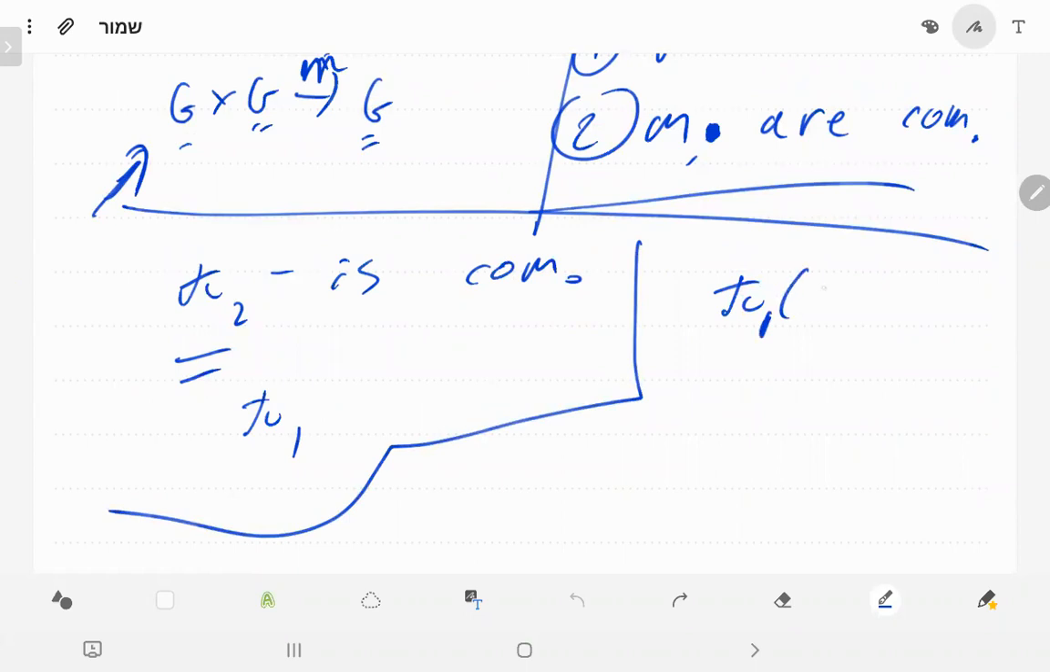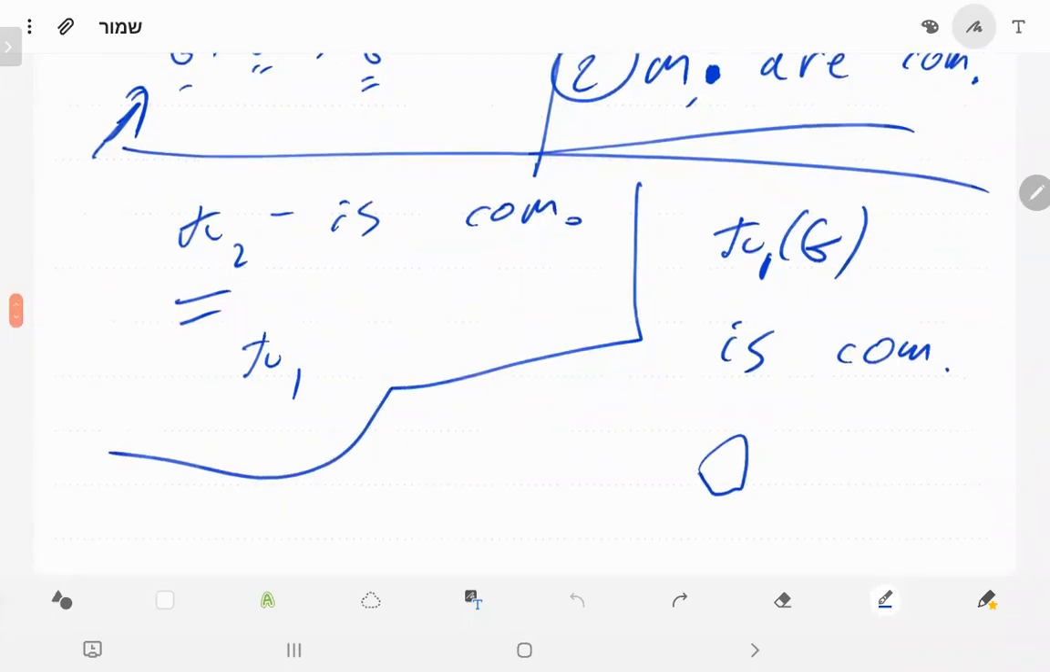pi1 of a topological group G is commutative. It's basically the same idea. And the reason is very simple: pi1 of a topological group is a group for two different reasons. It's a group because pi1 of any topological space is a group, but also you can multiply your paths pointwise, or we can just say it like this. Pi1 is a functor from pointed topological spaces to groups.